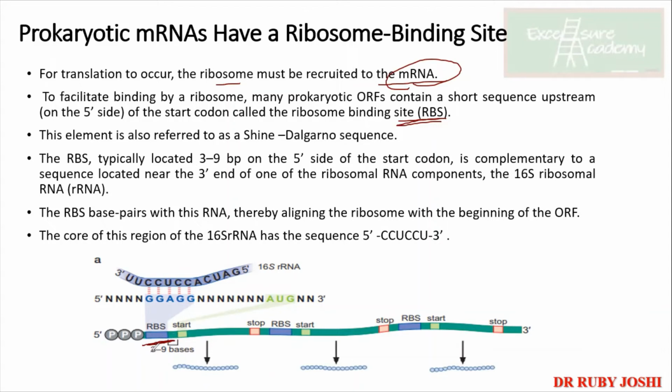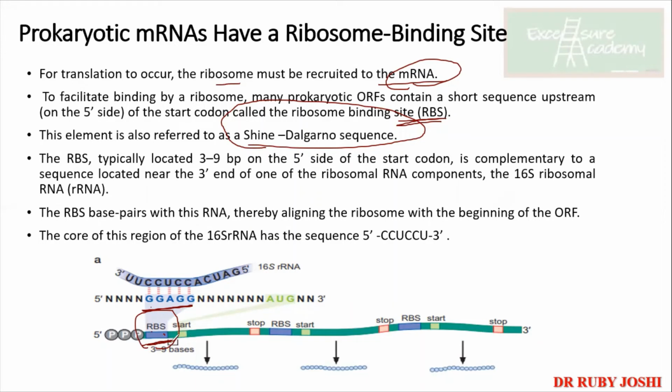As you can see, 3 to 9 bases before your start codon, the RBS, the ribosome binding sequence, is present, with GGAGG. These are the sequences to which your 16S rRNA is going to base pair complementarily. This is also known as the Shine-Dalgarno sequence. You have to remember this because everywhere it is not written as RBS; it might be represented as the Shine-Dalgarno sequence. Same thing. Now, the RBS base pairs with this RNA, aligning the ribosome with the beginning of the ORF.